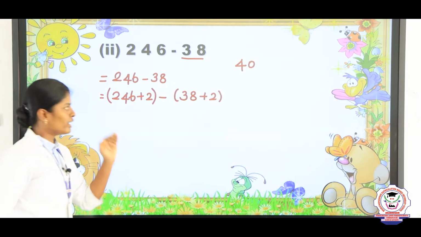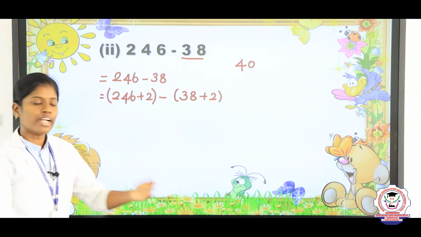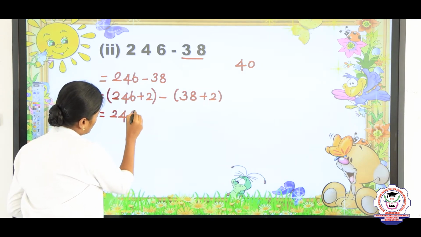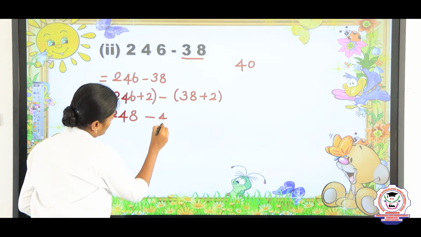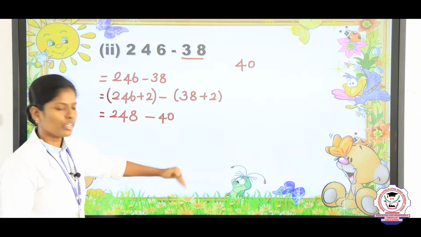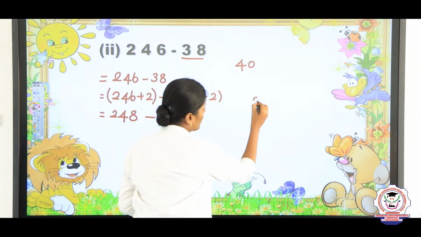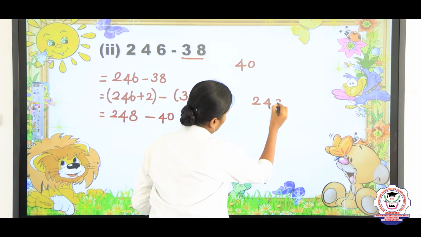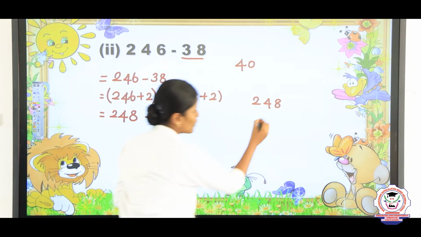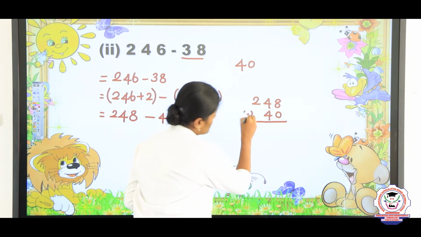Now we are going to add this. What is the answer? 246 plus 2? 248. 248 minus 40. 38 plus 2, the answer is 40. Now we are going to subtract this. Take the first number, 248, and the second number is 40. So the ones place value is 0 and the tens place value is 4. Now we are going to subtract this.